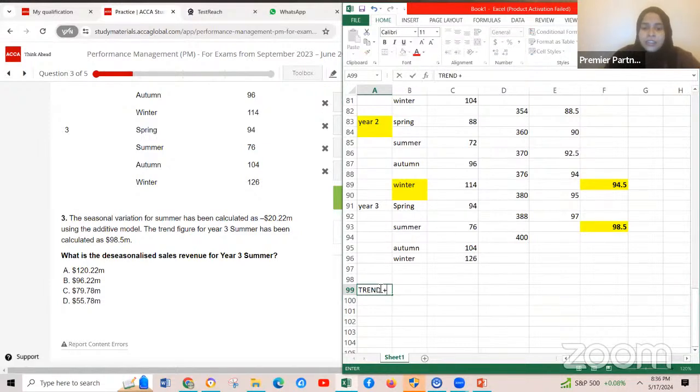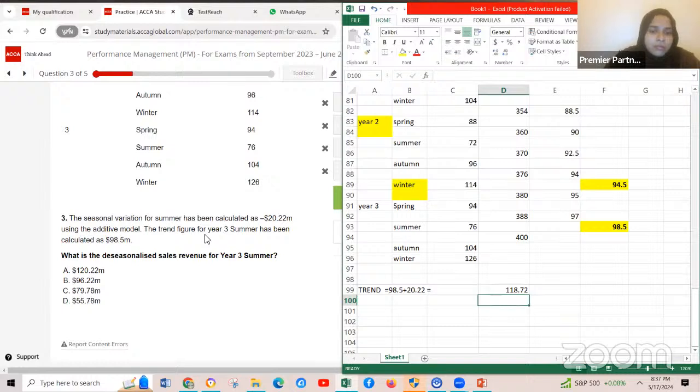So trend 98.5, but there was a seasonal fall of 20.22. So that means without the seasonal effect, how much is it? 118. Have I taken the correct one? What is the deseasonalized sales revenue for year 3 summer? This.